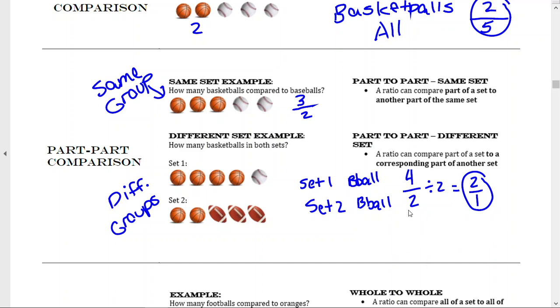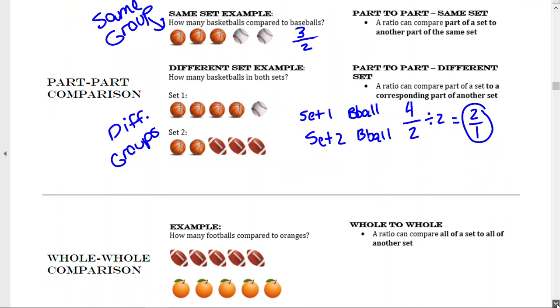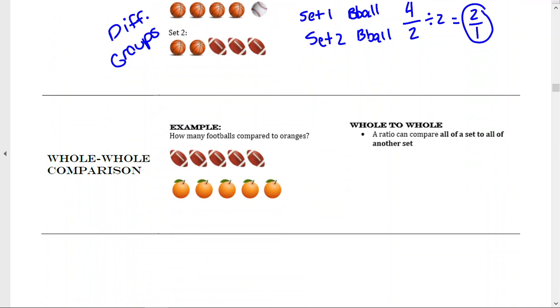The last one that we're going to talk about is a whole-to-whole relationship. So it says how many footballs are compared to oranges. These are 2 different groups. So I'm comparing the footballs to the oranges. So there are 5 footballs to 5 oranges. And I can divide that by 5, which would give me a 1-to-1 relationship for that one.